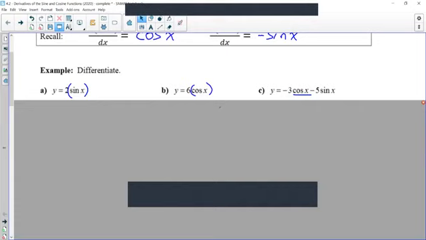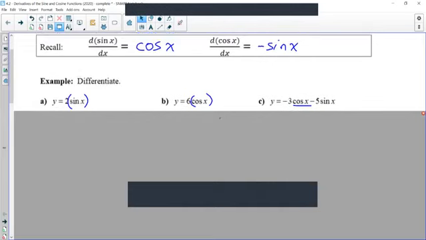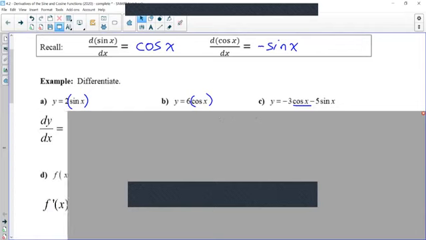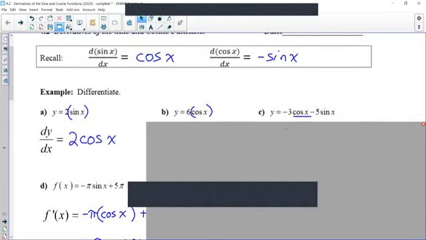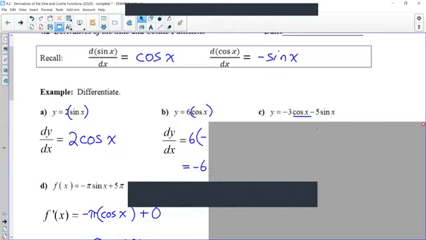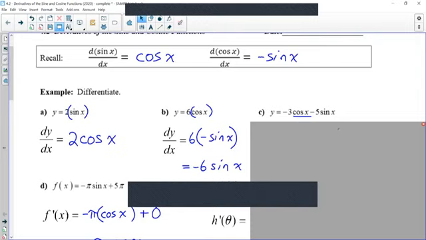So you have to worry about differentiating the function that you're given with respect to the variable that you see. So in part A, the derivative of this function would be focusing on the derivative of sine x, and the derivative of sine x is cos x multiplied by 2. So there's your answer. And in part B here, again, focusing on cos x, the derivative of cos x is negative sine x multiplied by negative 6. And that's what you get there.